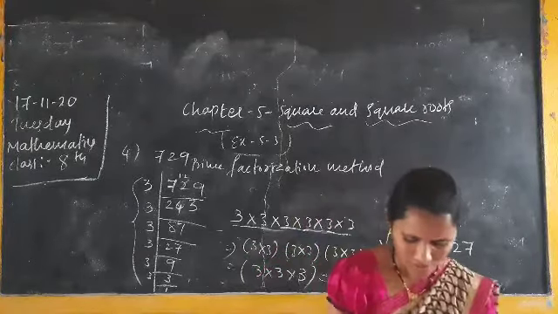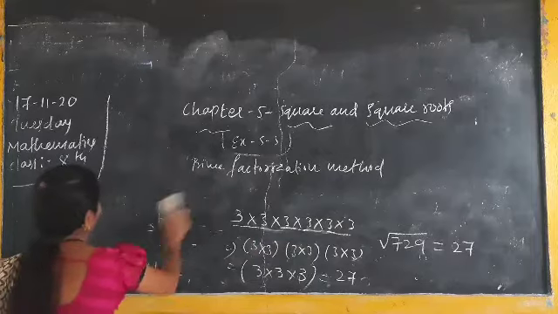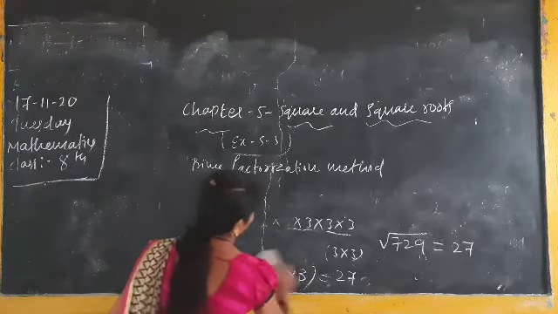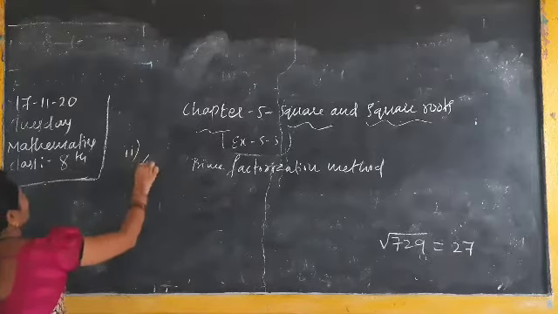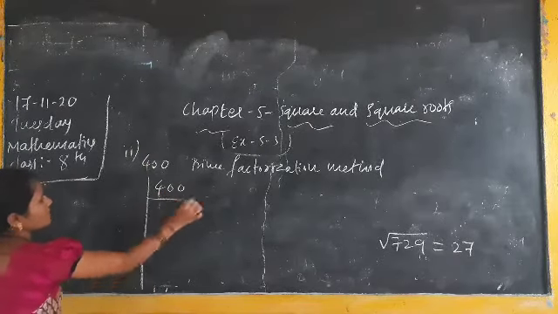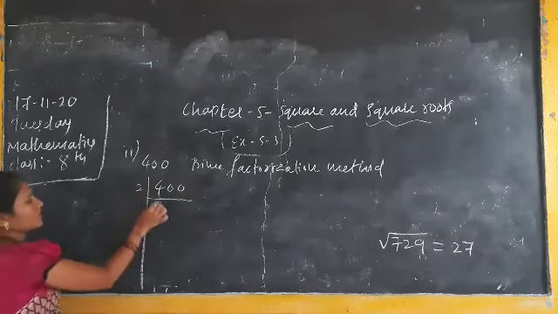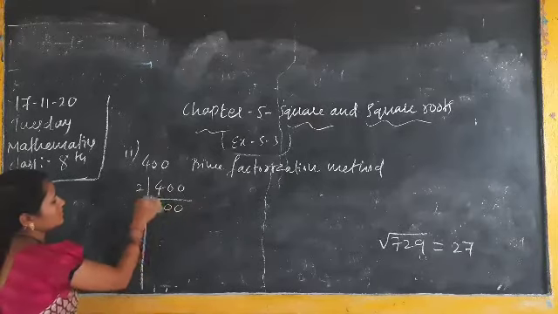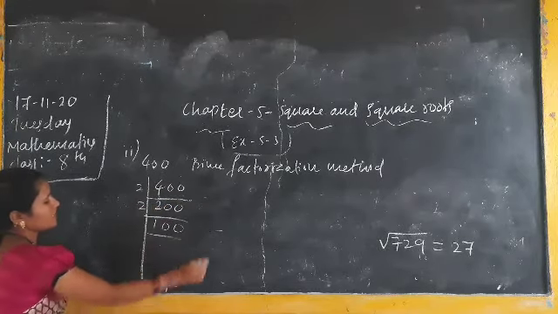Okay. Next question, 400 is there. In the second question, 400. What are we doing here with 400? Here also use the same method. Here see, 400 is there. It is divisible by 2. Like that we have to take 2 2s are 4. Remaining 0 should write. Here next 2 1s are 2. Remaining 0 should write as it is.